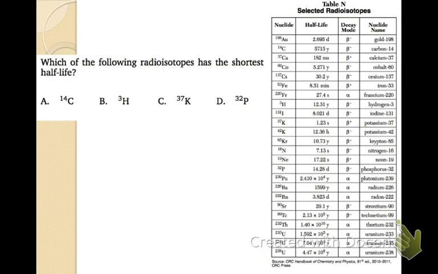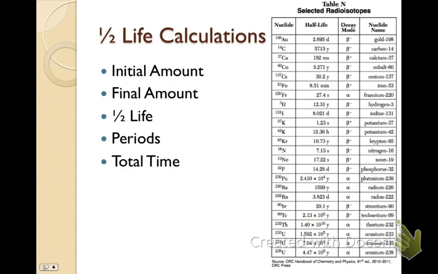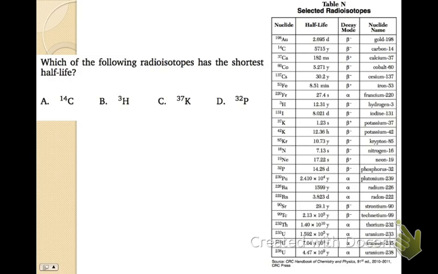So we're looking at this question, which of the following radioisotopes has the shortest half-life? So we'll need table N for this, and we'll look up each one of these. So we have 14C, so it's carbon-14, and here is carbon-14 right there. So that takes 5,715 years for that to be reduced to half.